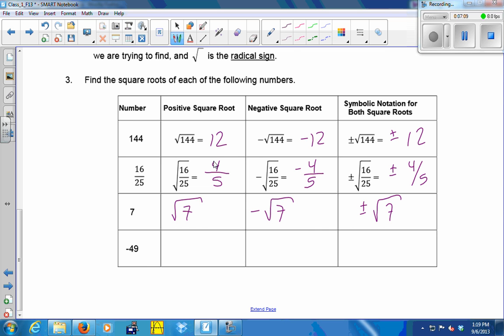Because when you square something, it always comes out positive, because if it's a positive number and you square it, it's positive. And if it's a negative number and you square it, it's still positive, because a negative times a negative is positive. So this, we say, is undefined for right now. UND is short for undefined.